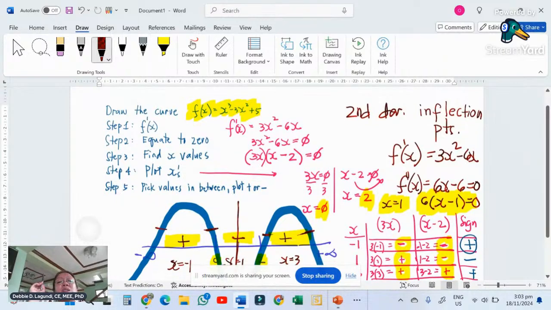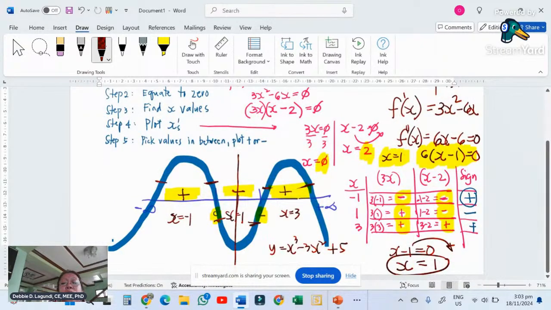Substitute 1 into the equation. So y will be 1 minus 3 plus 5. 1 cubed is 1, and if x is 1, then x squared is 1 as well. 1 times negative 3 is negative 3, plus 5. So 5 plus 1 is 6, minus 3, that will be 3. What would be the coordinates of the inflection point? It will be 1 and positive 3.